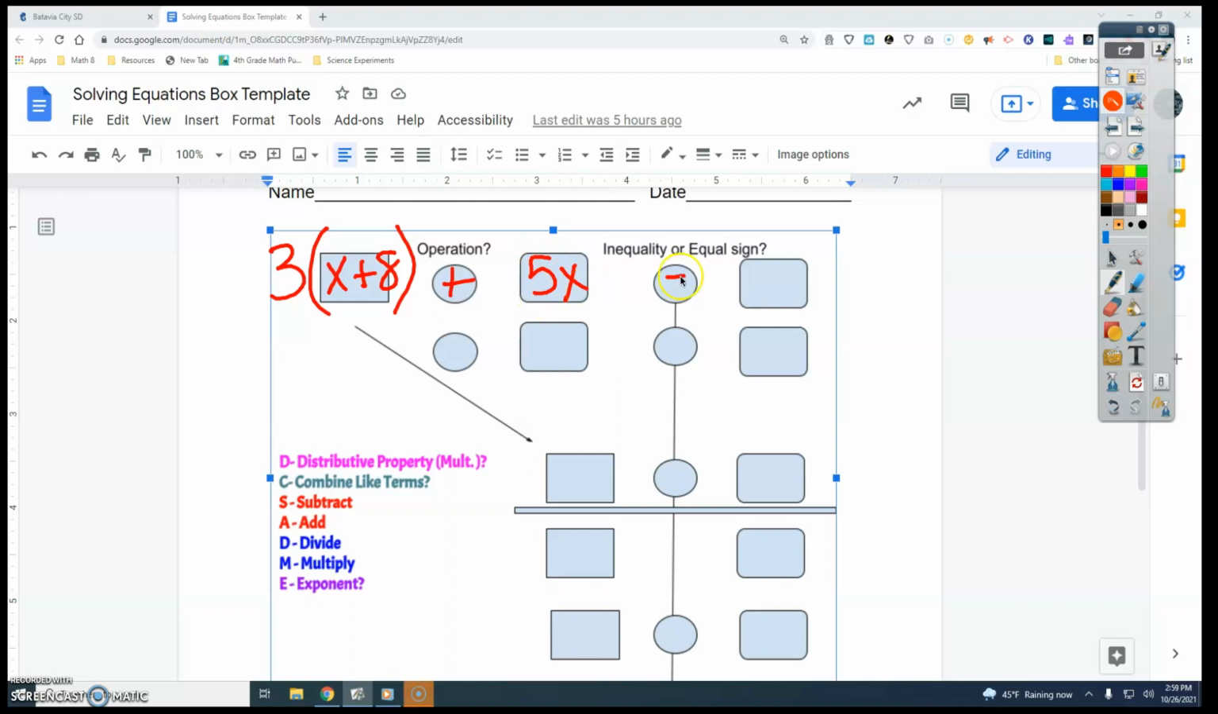I don't have an inequality sign, so we're not going to talk about inequality signs. We'll talk about that later. We have an equal sign. And what is that all going to equal? Let's come up with a nice even number. So let's go 48, right? So let's go through our process.